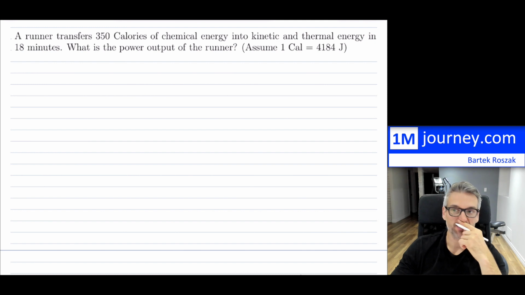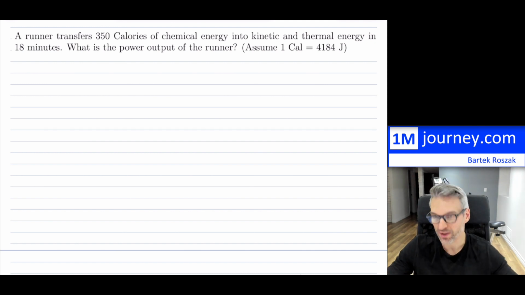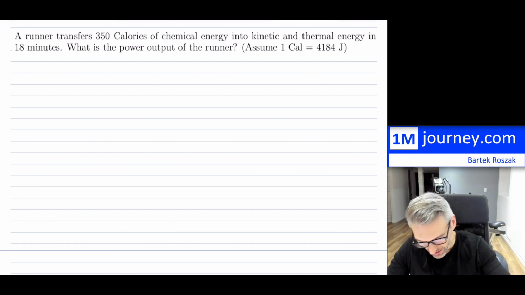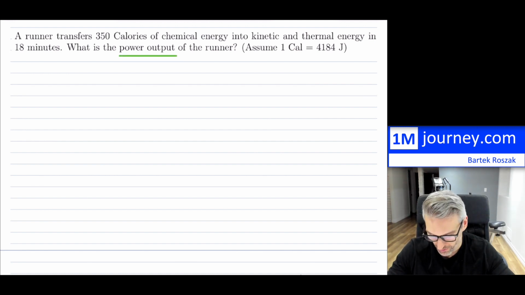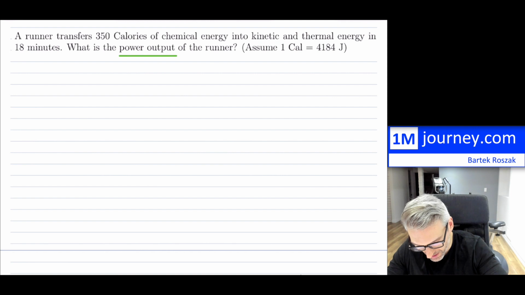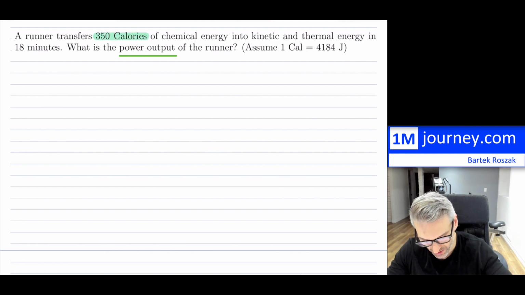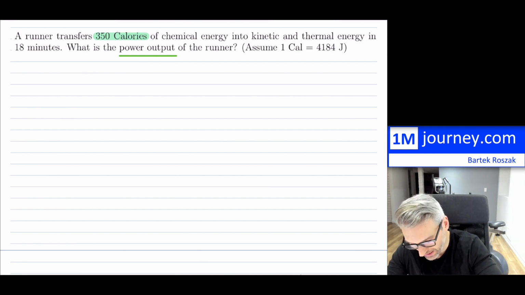Here's the last example for us with regards to this. Again, it looks like it's the calculation of power output. So what is the power output of the runner? It gives us a few pieces of information. A runner transfers 350 calories of chemical energy into kinetic and thermal energy in 18 minutes. All right. So now we want to know what the power output is.